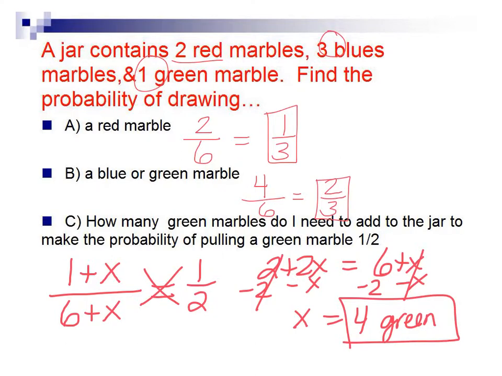And then if you added 4, if you think through that, I had 1 to start with, so that's 5 marbles. Okay, and then I had 6 marbles in the bag, but if I add 4 more to it, I'm going to end up with 10. Yep, there's my probability of 1/2, so that would check.